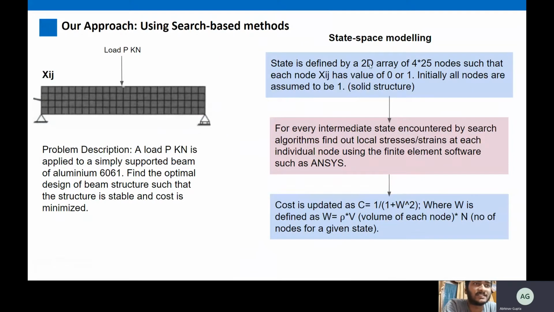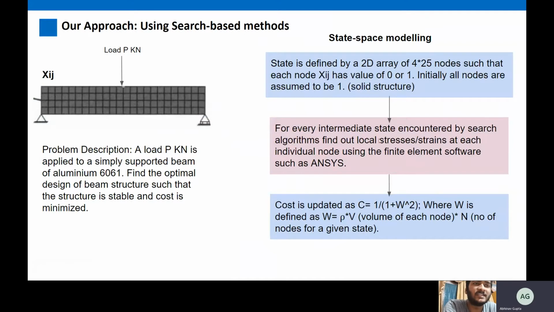Now, as I said, the state is defined by a 2D array of 4x25 nodes such that each node xij here has value 0 or 1. If the value is 0, we are omitting that node. If the value is 1, we are considering that node in the final design. Initially, all nodes are assumed to be 1. So basically, our structure is a solid.